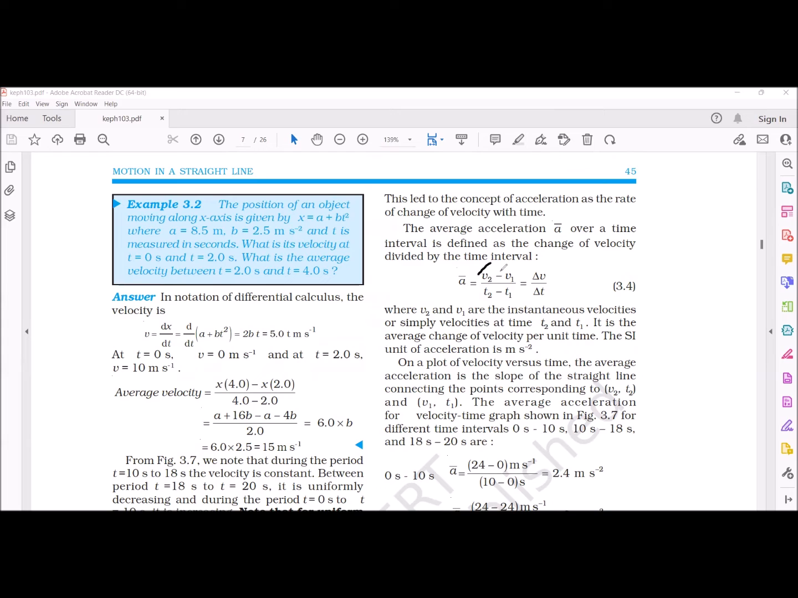Here we have taken the change of velocity, v2 minus v1, where v2 is the instantaneous velocity at a particular point and v1 is the instantaneous velocity at another point, and t2 and t1 are the times. We take t2 minus t1 as the time interval. Finally, we get the ratio del v by del t, which is the ratio of the change in velocity to the change in time. It is average acceleration. The unit is meter per second square.